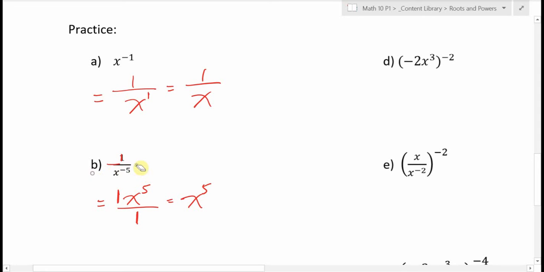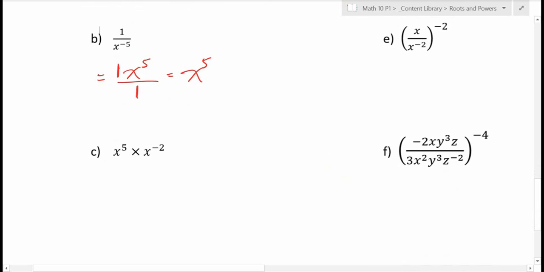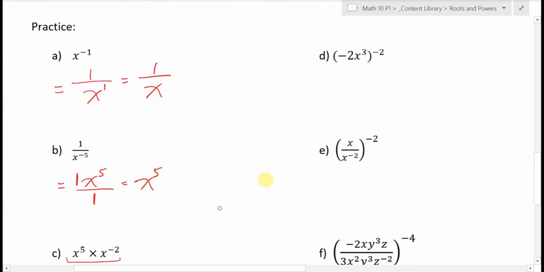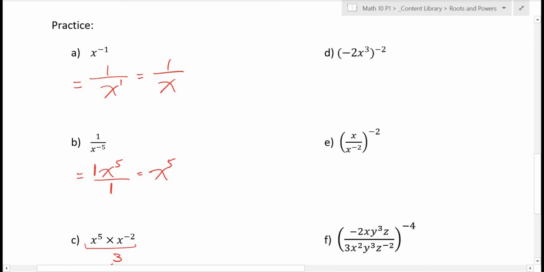Okay, so that's that. Part C, here we should probably combine these two together first because we are multiplying powers. So again, we just need to add exponents. So 5 plus negative 2, that's just 3. And that's it.